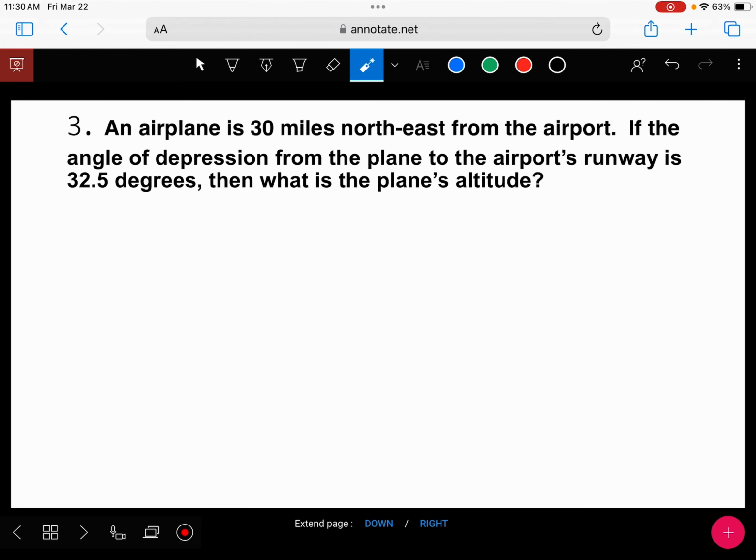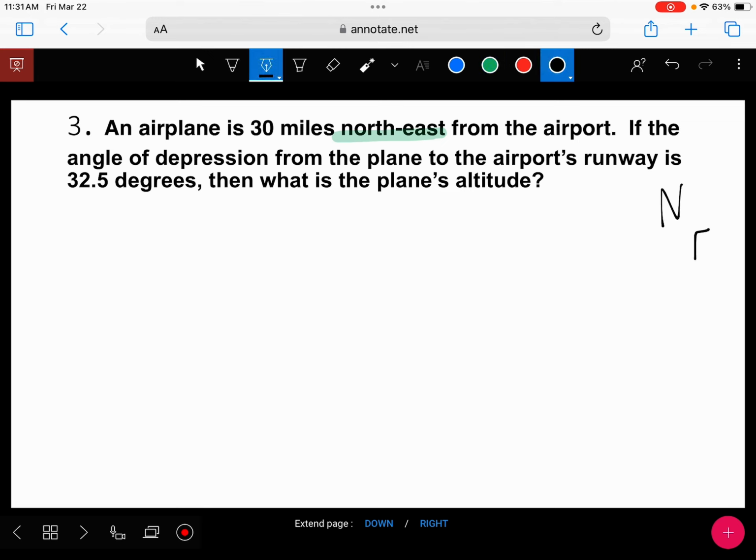All right, let's look at question 3. So number 3 says we have an airplane and the airplane is 30 miles northeast. So notice how we have northeast. That tells me if I'm going northeast, I'm going at a diagonal. If it was north or just east, northeast tells me that that 30 has to be the hypotenuse. So I know that this 30 is going to represent the hypotenuse of my triangle.